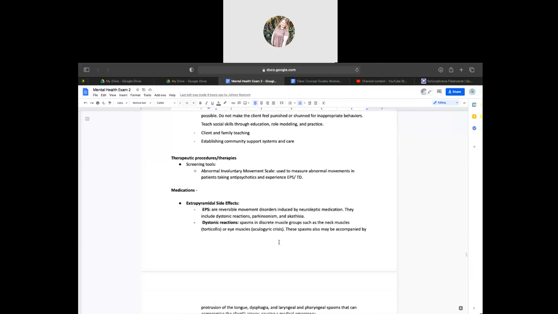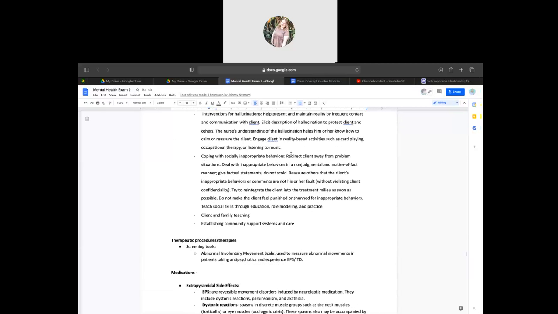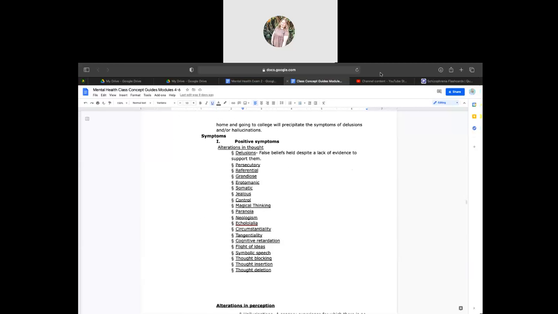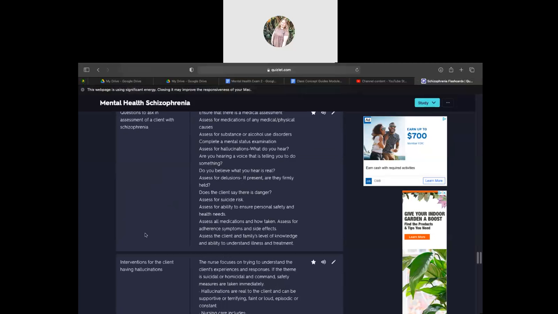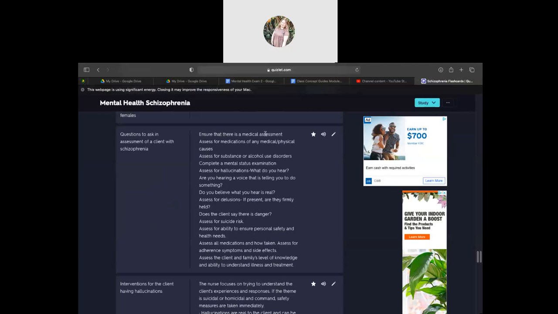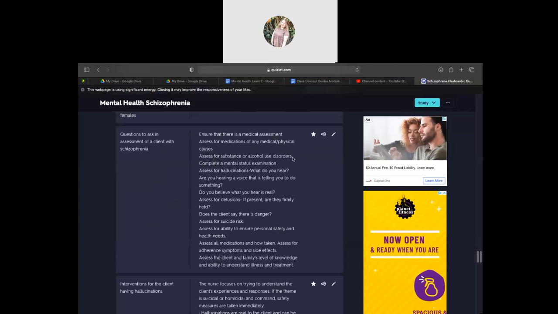We're going to talk about questions we need to ask for the patient. We need to make sure that we do a medical assessment, assess for any medical or physical causes of the disorder. We need to assess for substance use because substance use can cause hallucinations and delusions. We need to do a full MSE, assess for hallucinations.